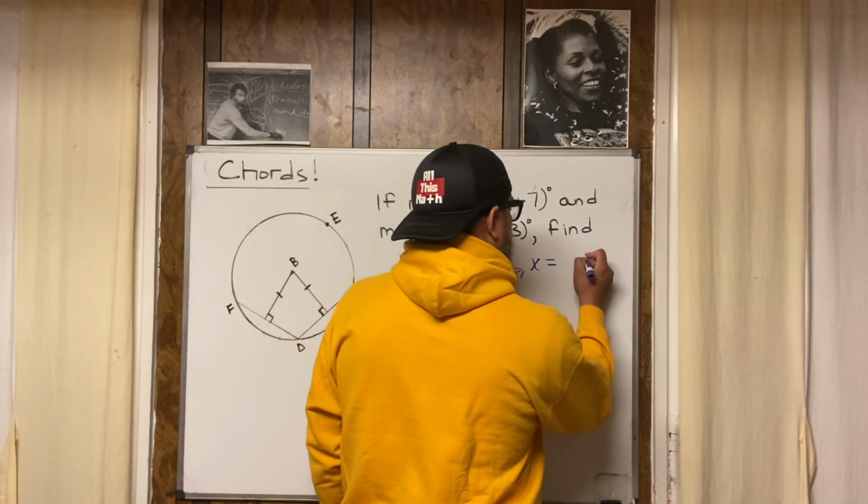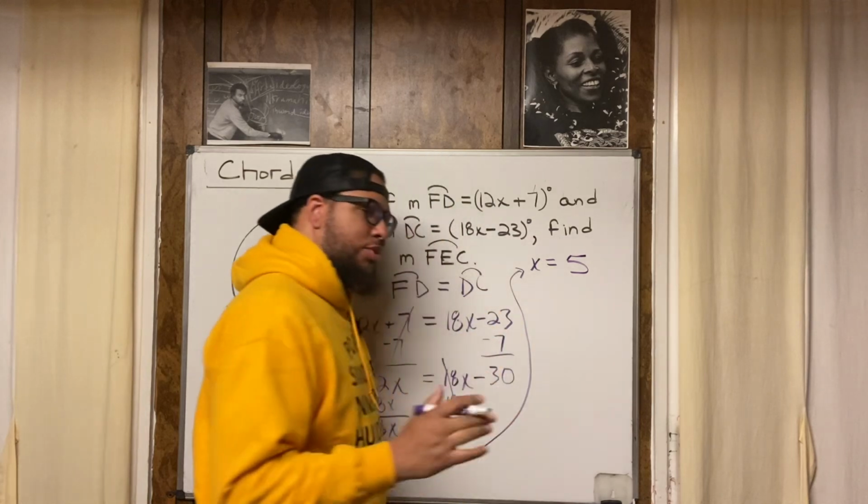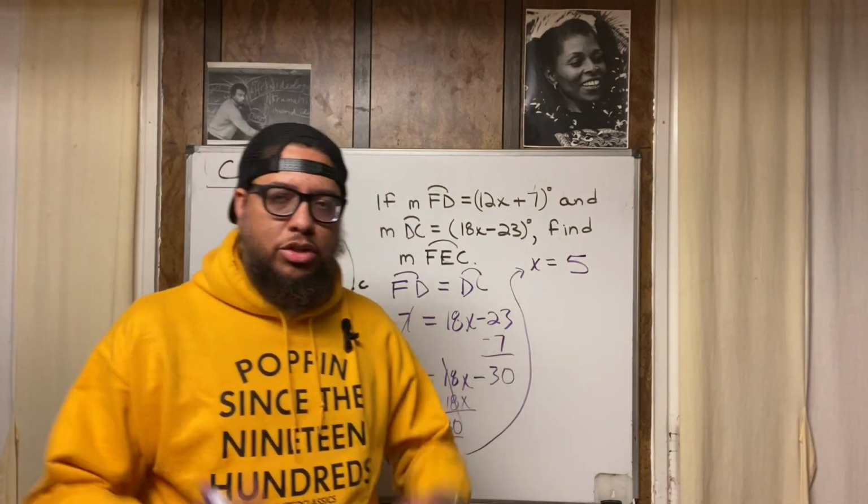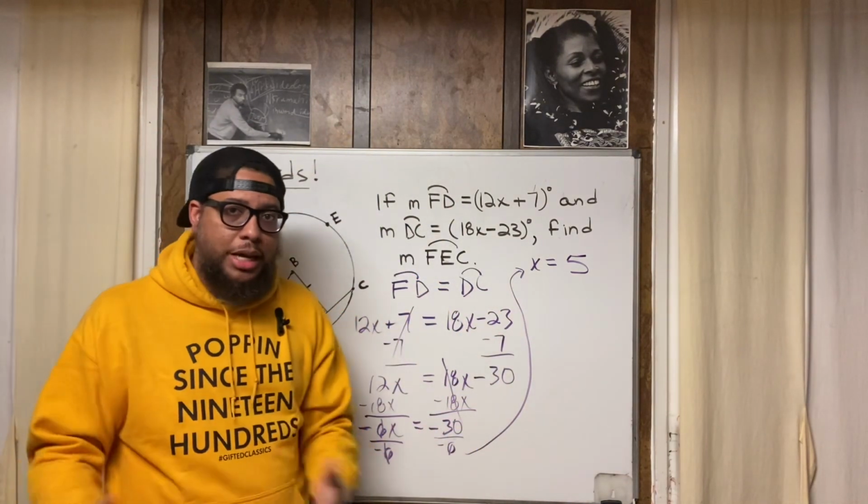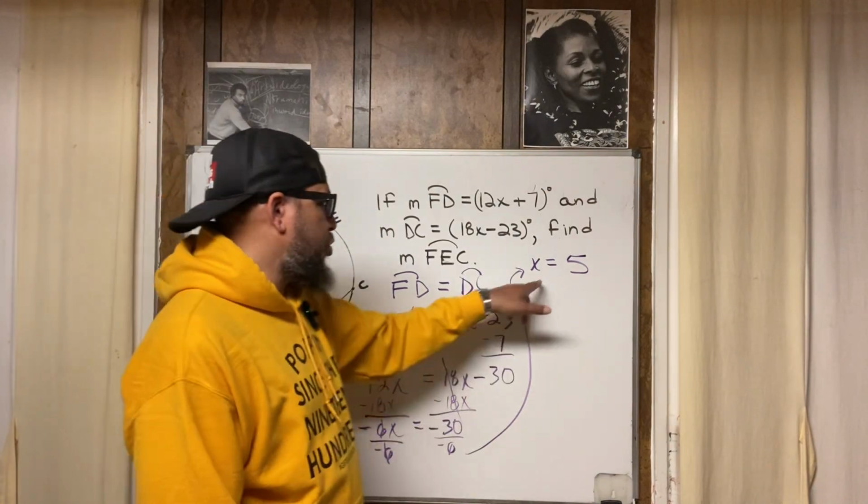And you got to know your division facts. That's another thing. You got to know your division facts off the top of your head, just like your multiplication facts. You got to know that too. All right, so x equals 5.